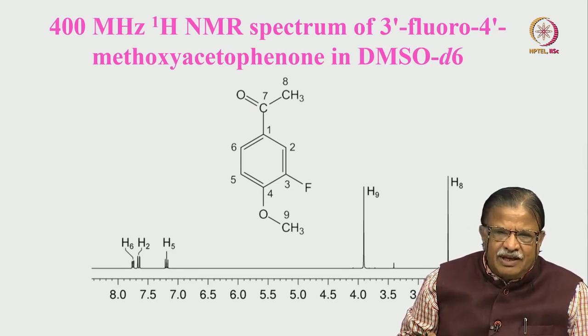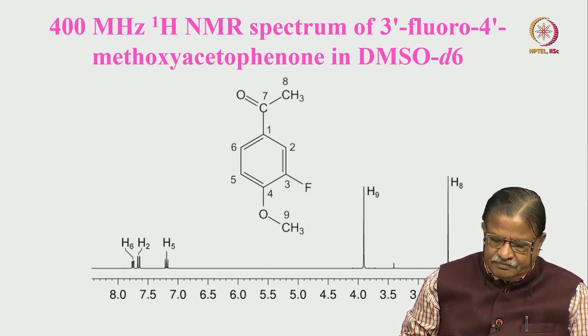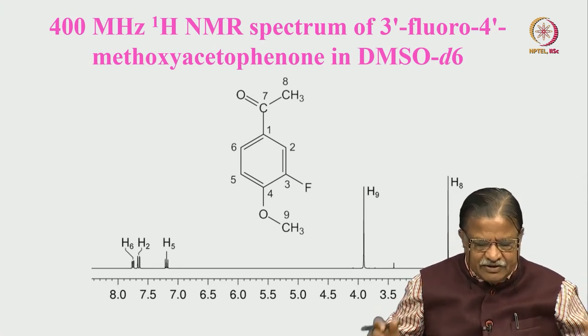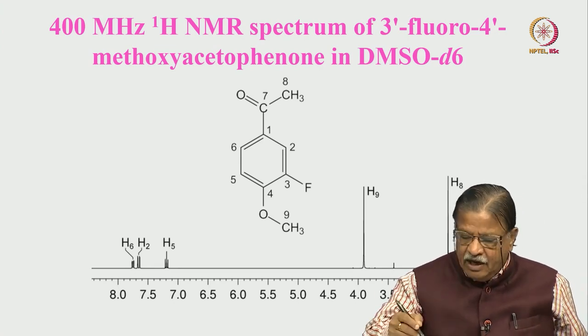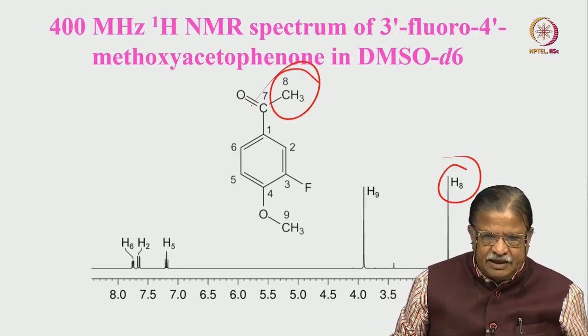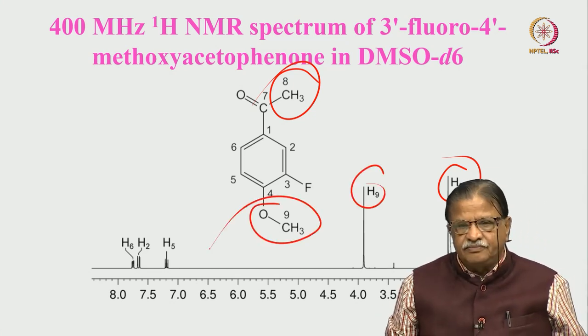Now the first step is to get a proton NMR spectrum. We need to analyze that. Of course, this analysis is not rocket science, and you can very easily understand it by looking at this. Of course, proton 8 is the COCH3, and proton 9 is the OCH3, directly attached to this one.